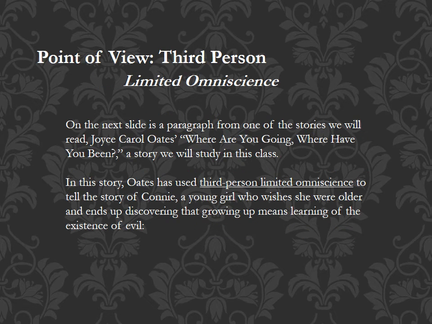On the next slide is a paragraph from one of the stories we will read, Joyce Carol Oates' "Where Are You Going? Where Have You Been?" and one that you may choose to use for your first essay. In this story, Oates has used third-person limited omniscience to tell the story of Connie, a young girl who wishes she were older and ends up discovering that growing up means learning about the existence of evil.